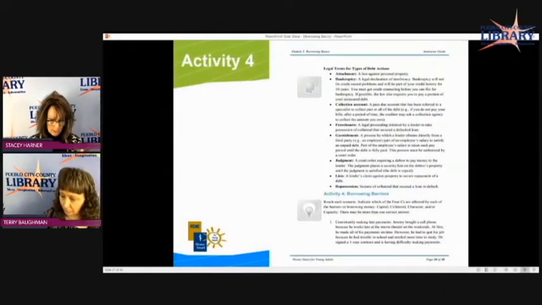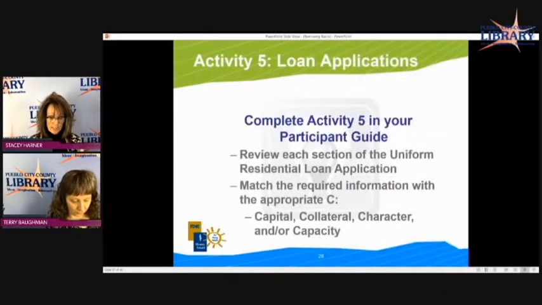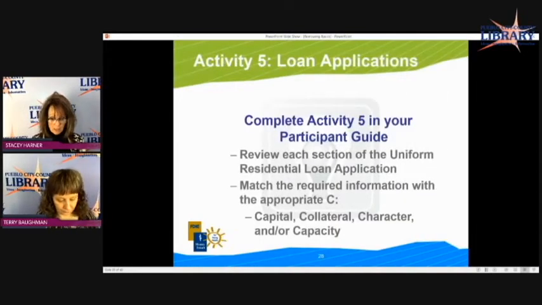Okay, Stacy, let's take a look at a loan application. So in the workbook, you are going to be on page 22. We're going to take a look at how to complete an application and talk specifically about what the 4 C's, these areas on this application.